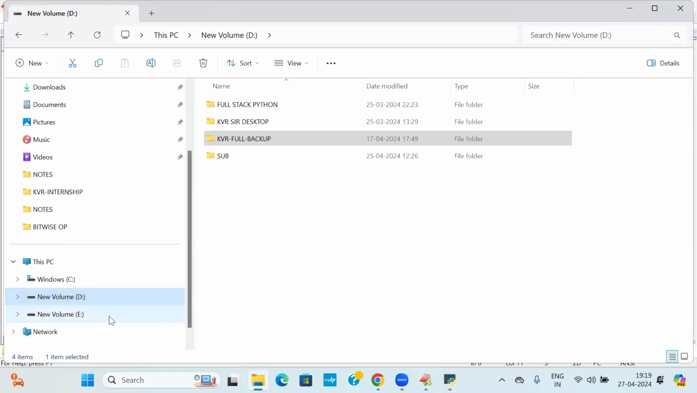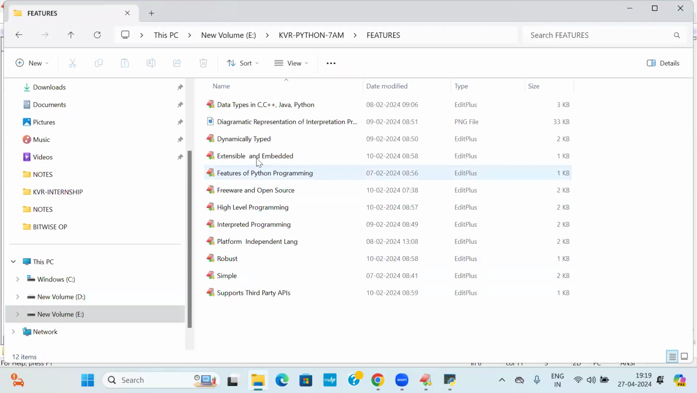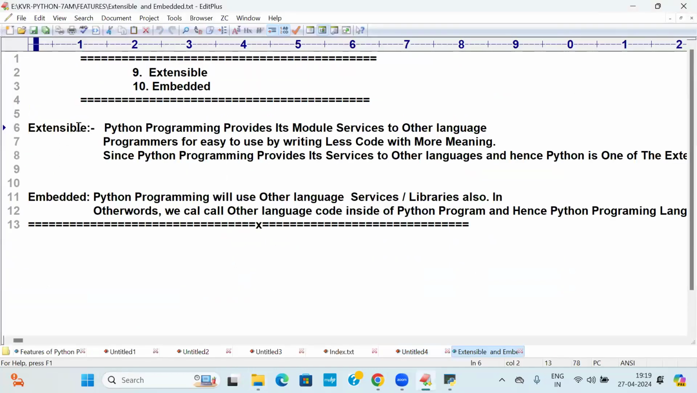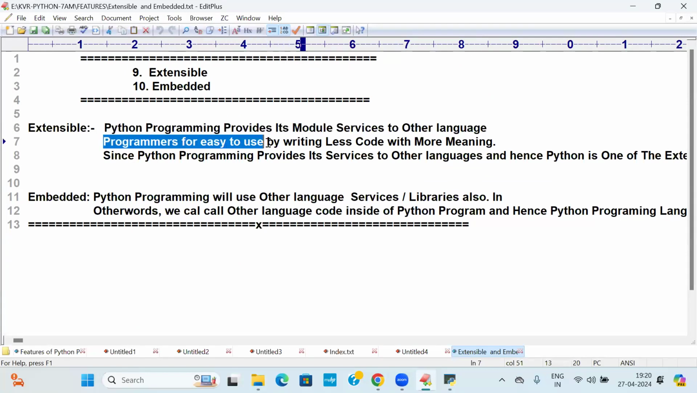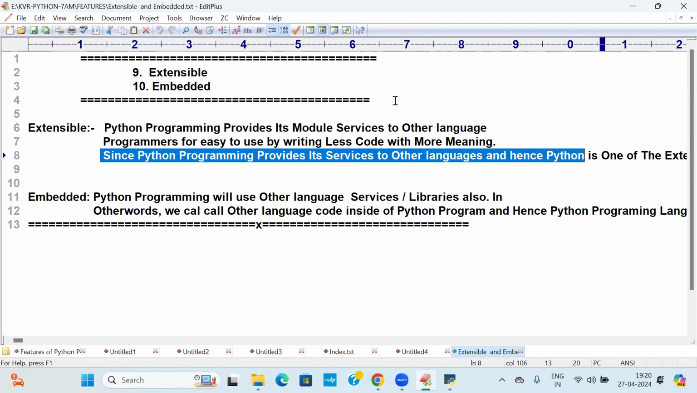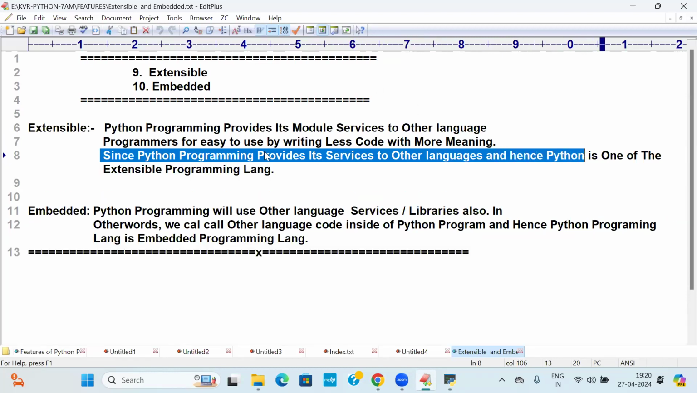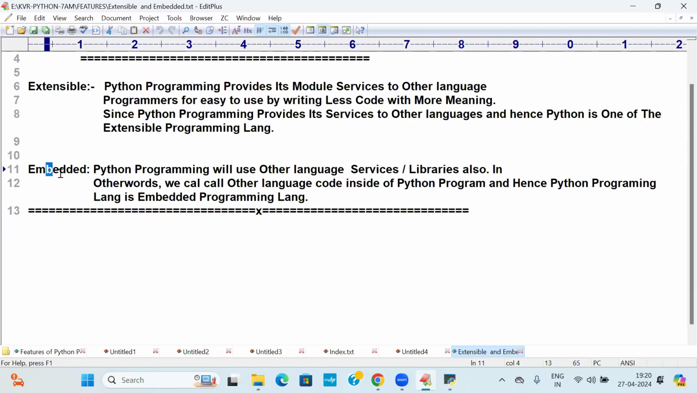I'm going to show you a small description of both embedded and extensible. Please read out the extensible one. Python programming provides its module services to other language programmers for easy use, by writing less code with more meaning. Since Python programming provides its services to other languages, hence Python is one of the extensible programming languages. I hope you are getting it. Embedded.